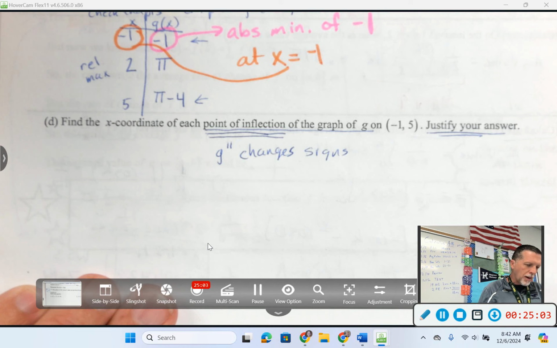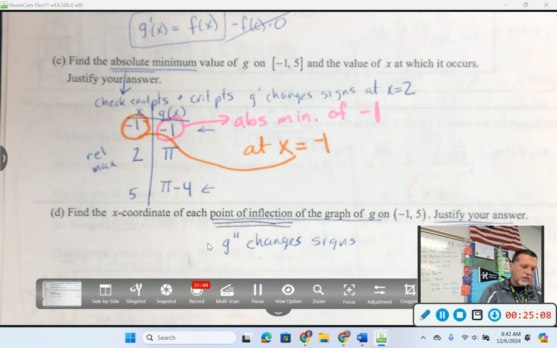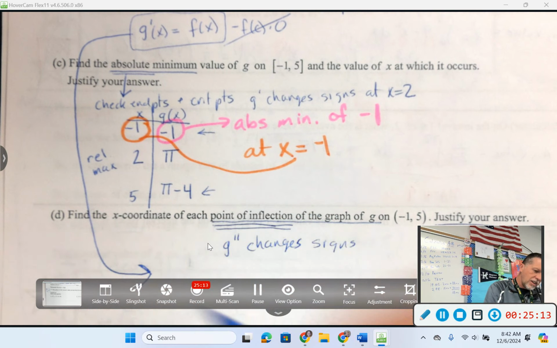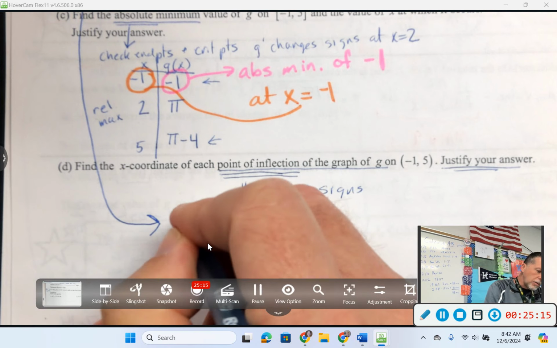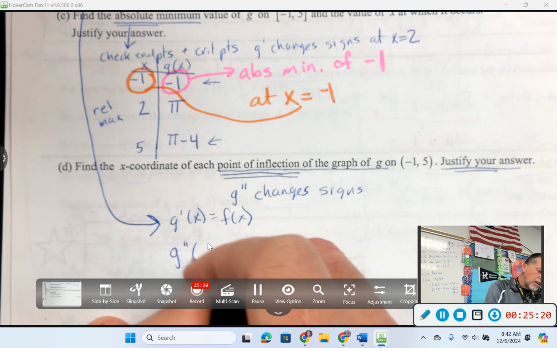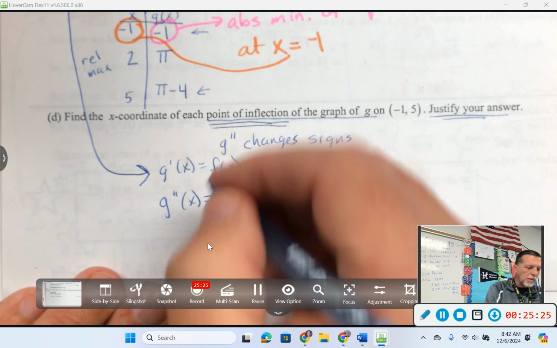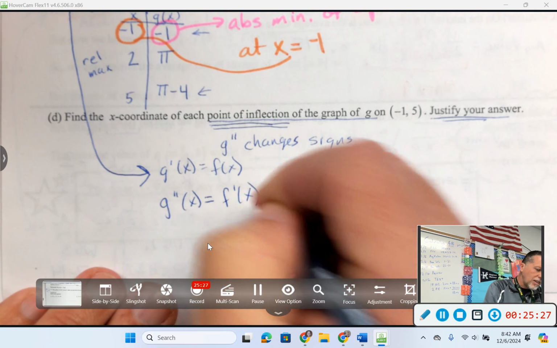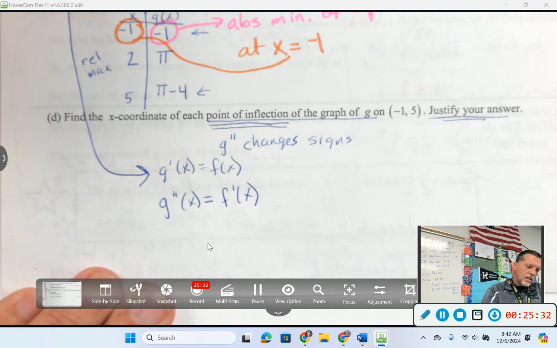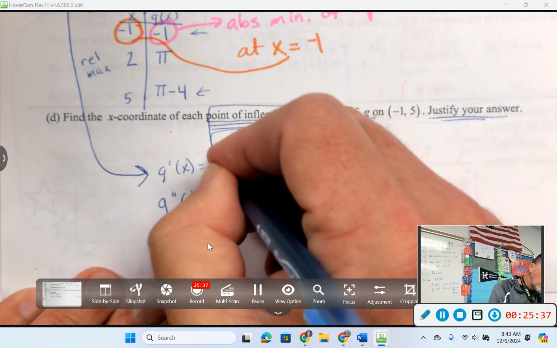So I need something about G double prime. This is good news. We've already done the hard part. If G prime equals f of x, rewrite that. So G prime equals f of x. What do we think G double prime equals? F prime of x. We could take the derivative of both sides. So for this particular problem, G double prime changes signs, that's always true for point of inflection.